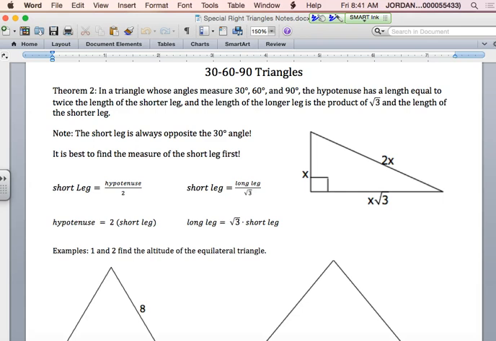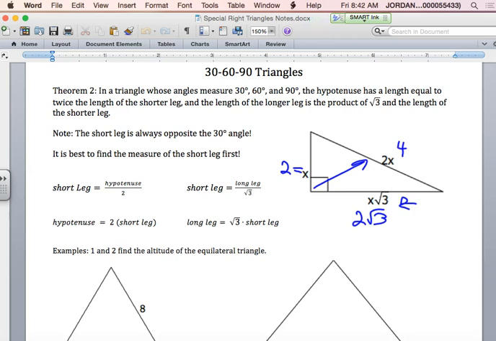Okay, so you can see that right here. So basically, if your short leg is 2, the hypotenuse, which is this side over here, is going to be 2 times that. So it would be 4. It would be twice as much. All right, and then the length of the longer leg, okay, this right here is your longer leg, is the product of square root of 3 and the length of the shorter side. So you just take the length of the shorter side, 2, and multiply it by the square root of 3. And that'll tell you the length of the long leg.